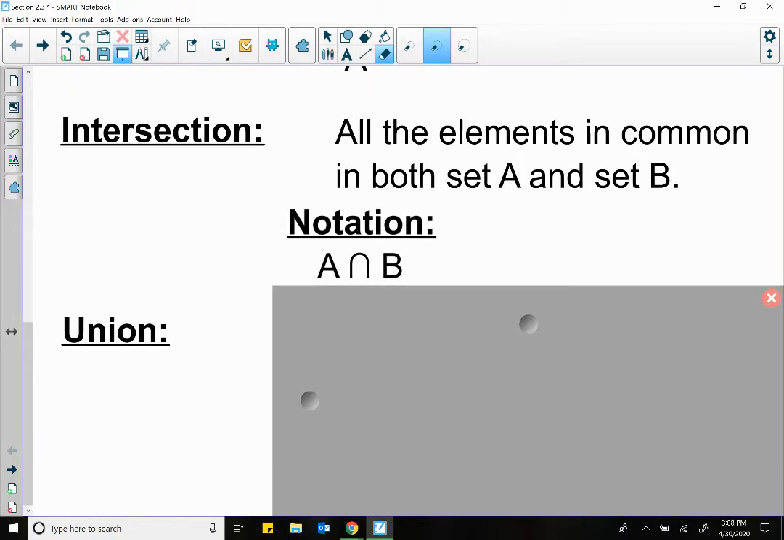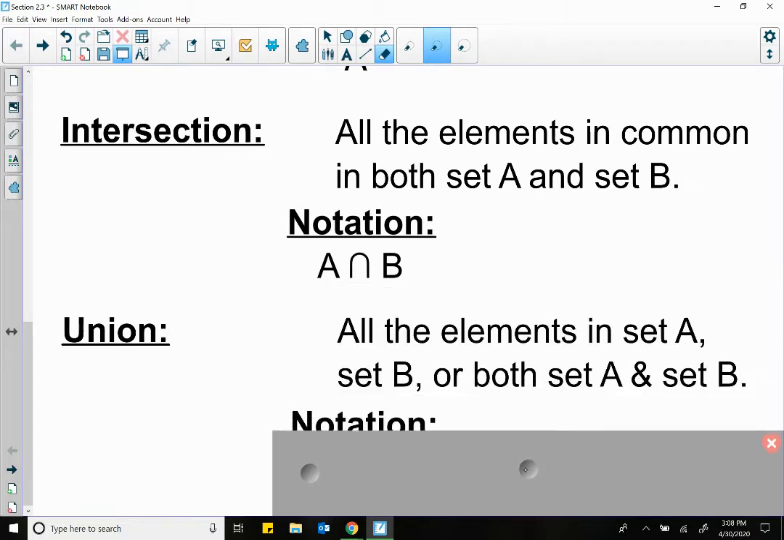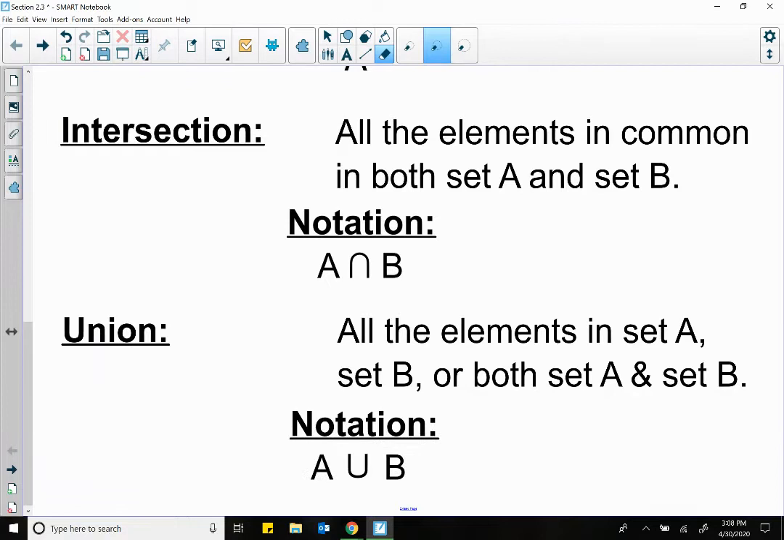And then last but not least, union. Union means give me everybody. I want everybody that's involved. So union says give me all the elements in set A, set B, or in both, which means the intersection. So union says we're inviting everybody to the party.